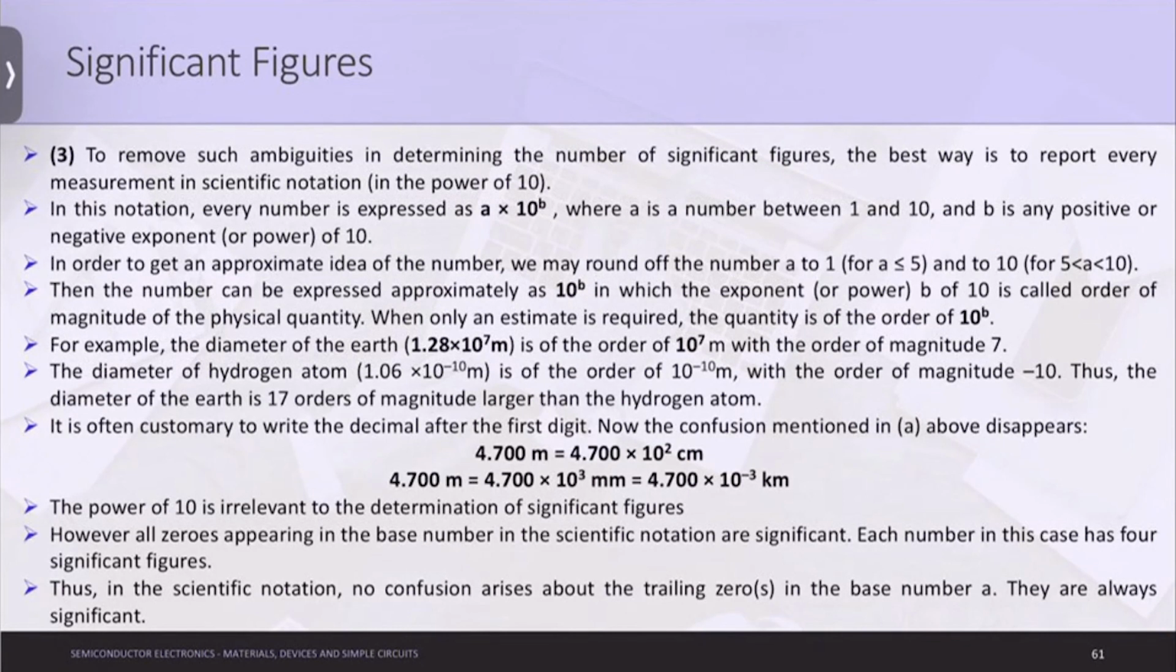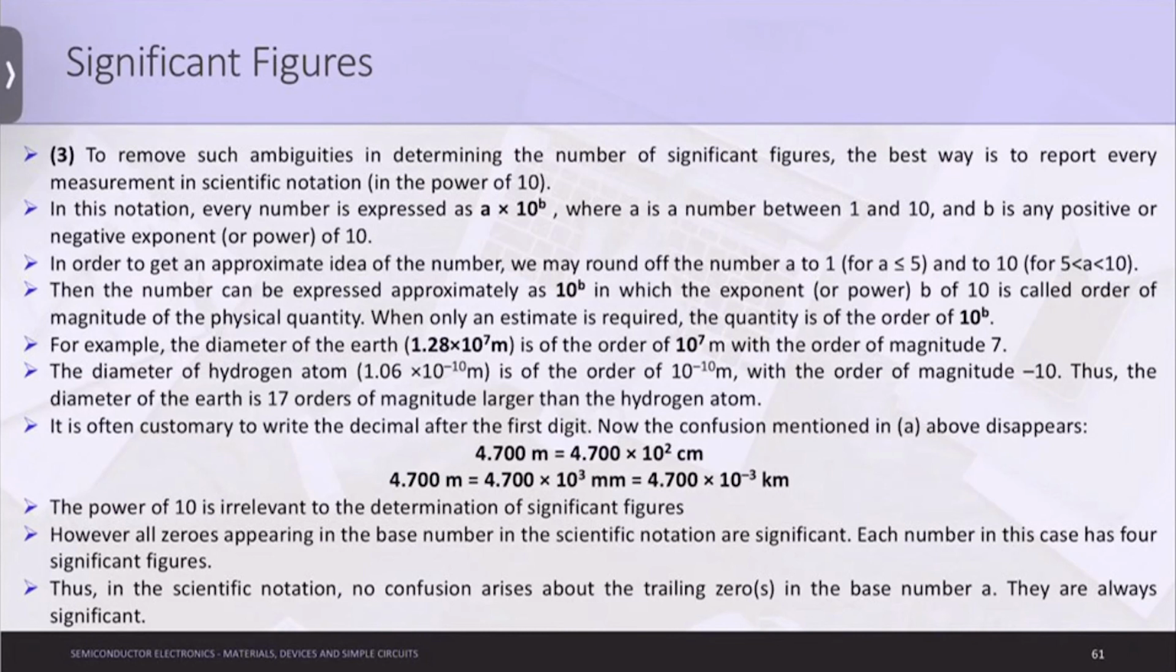To remove such ambiguity in determining the number of significant figures, the best way is to report every measurement in scientific notation, that is in the power of 10. Okay, so there may be some confusions when we try to find the number of significant figures. So the best way which researchers found out was to report everything in terms of scientific notation.